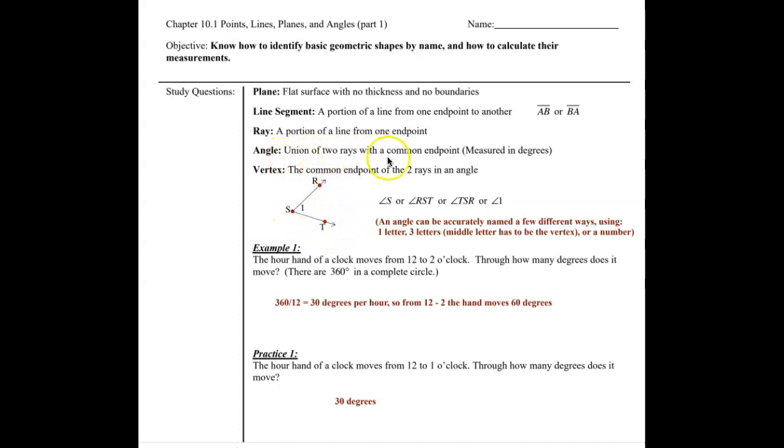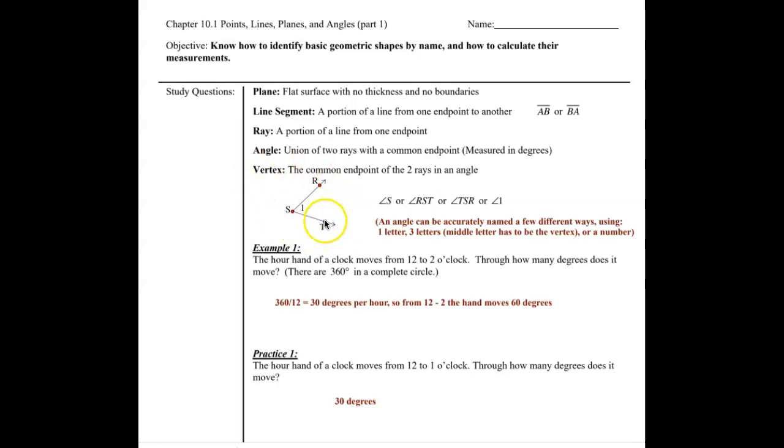As you can see, the union of two rays with a common endpoint is an angle. So the common endpoint is S, and then two rays, the union, right? The union of two rays with a common endpoint. Ray SR and ray ST form an angle RST. The vertex is the common endpoint of the two rays in an angle, so the vertex here is S. And then you can name an angle quite a few different ways, as long as there are no adjacent angles, no other angles with the same vertex.